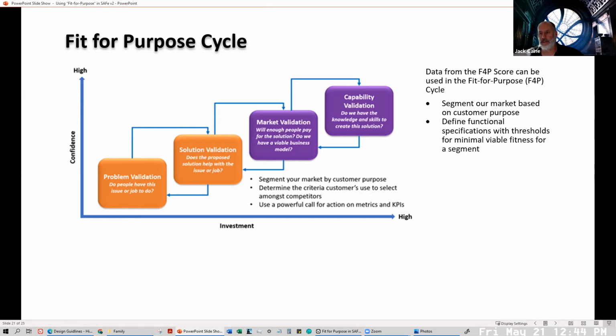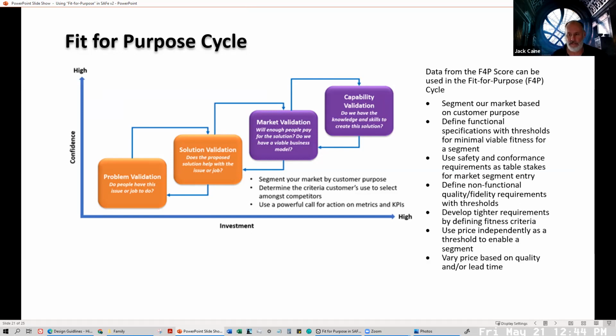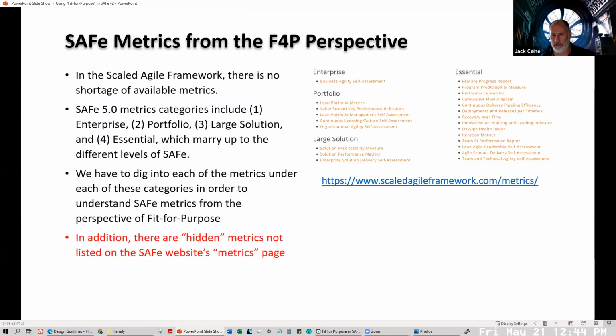We define functional specifications with thresholds for minimal viable fitness for a segment. We use safety and conformance requirements as table stakes for market segment entry. We define non-functional quality and fidelity requirements with thresholds. We develop tighter requirements by defining fitness criteria. We use price independently as a threshold to enable a segment and vary price based on quality and/or lead time.